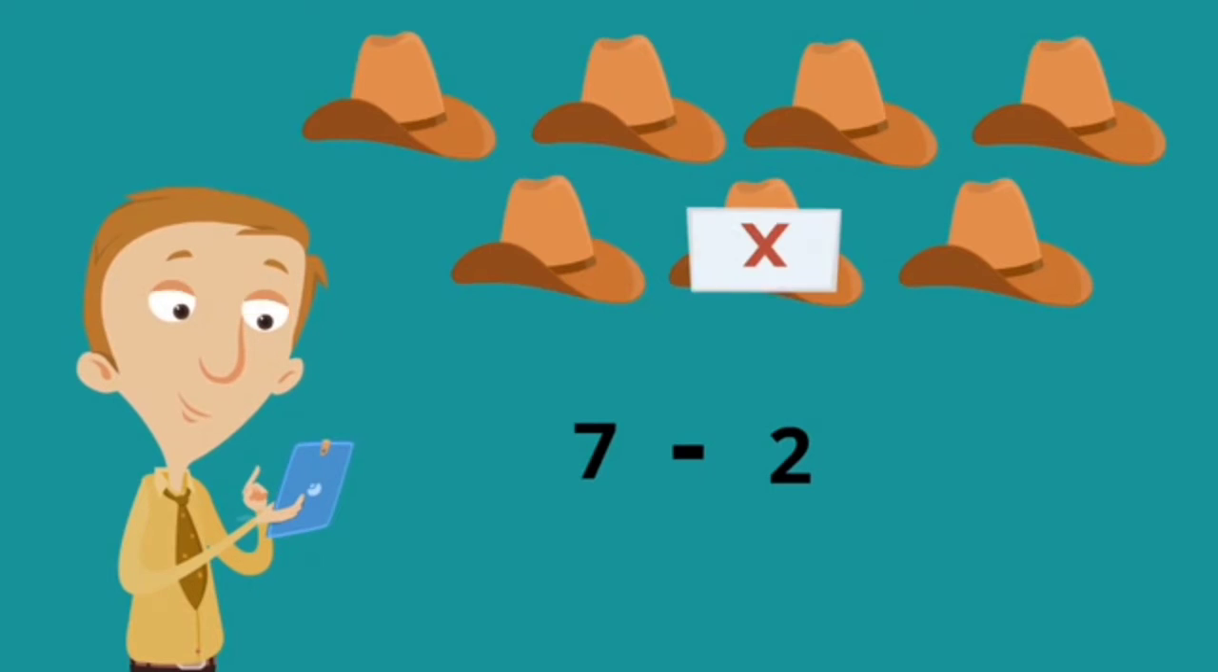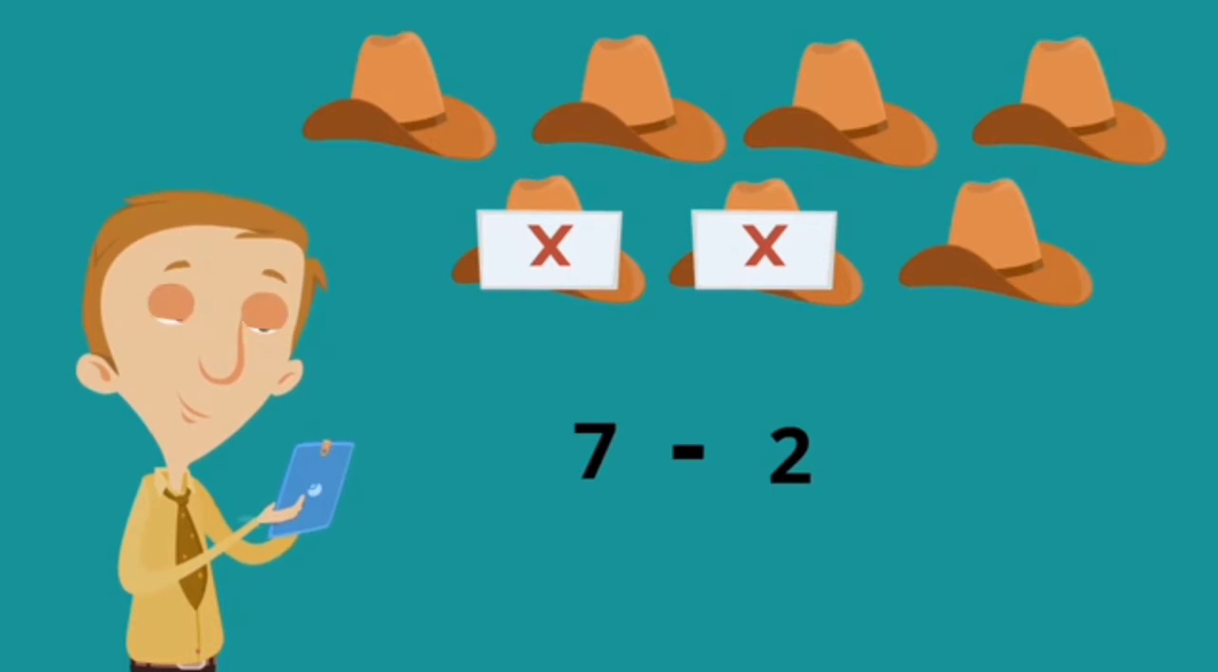Now let's take away 2 hats. We'll find out how many we have left. What a wonderful subtraction problem. What is 7 minus 2? If you need help, you can just count how many hats are left. What is 7 minus 2? 7 minus 2 equals 5.